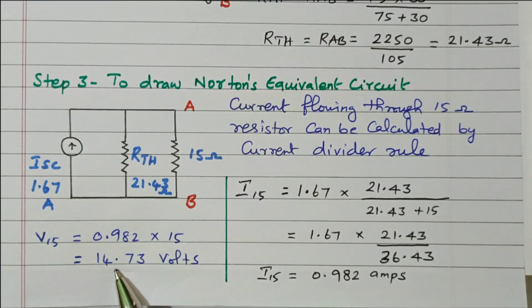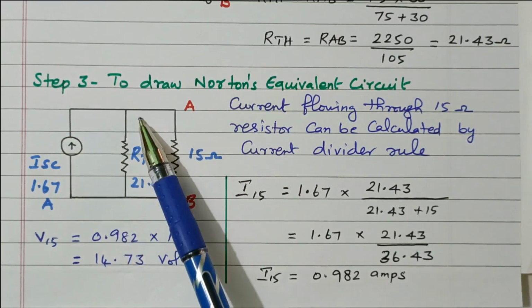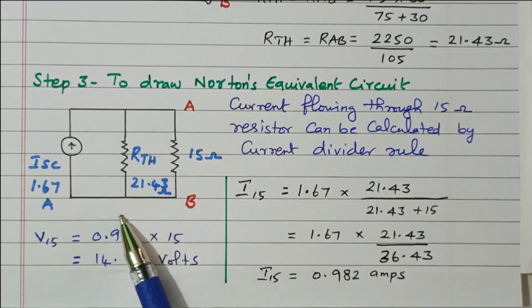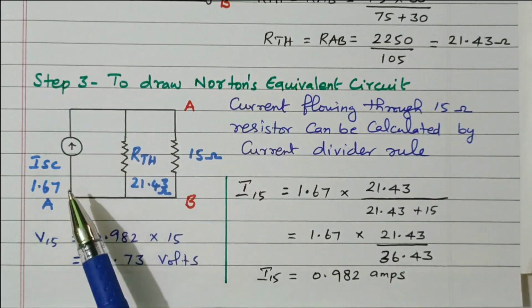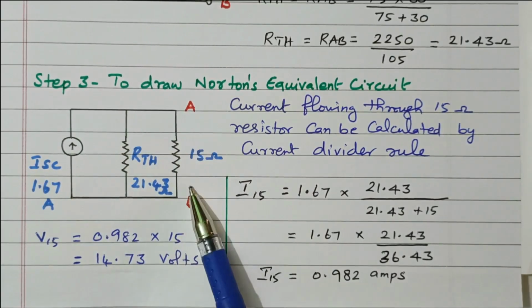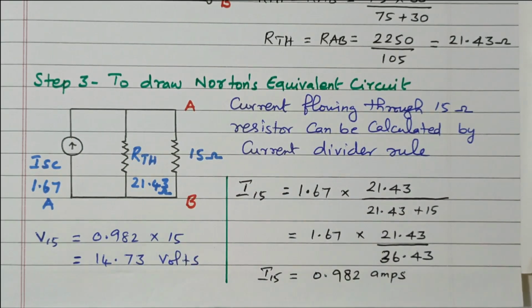So in this problem, the given network is converted into a Norton equivalent circuit, that is, a current source in parallel with the R Thevenin. Thereafter the load terminal is connected, so the circuit becomes simplified. The complicated circuit becomes simplified with one current source and two resistors. The current flowing through this resistor, which is the requirement, can be calculated by the current divider rule.